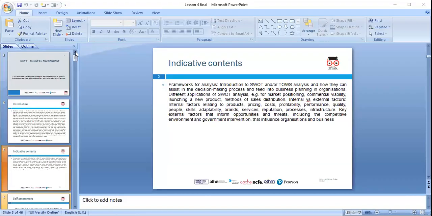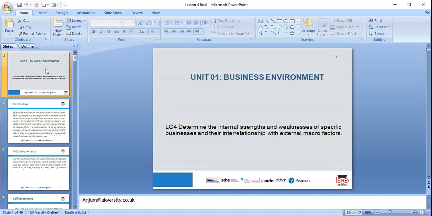We'll start our lesson 4. Today's lesson will go through our LO4, learning outcome 4. We'll go through the internal strengths and weaknesses of specific businesses and their relationship with the external environment.